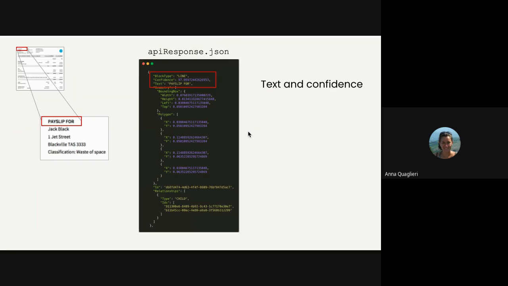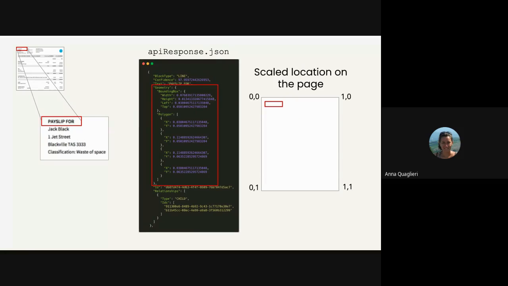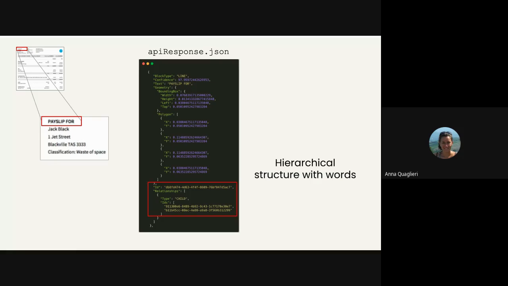The JSON is basically a long dictionary where every block of the dictionary contains some block types. In this case, I'm showing you an example for the block type line, which contains the words payslip 4. It gives me the text and the confidence of the OCR extraction, and then it gives you the location on the page. The location is a scaled location where the X and Y coordinates are scaled between 0 and 1. Then it gives you the hierarchical structure with the words that it contains. For example, here I know that this block has 2 children, which are identified by these 2 IDs, and these 2 IDs will be somewhere else in the JSON file.